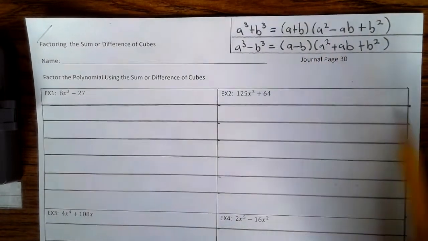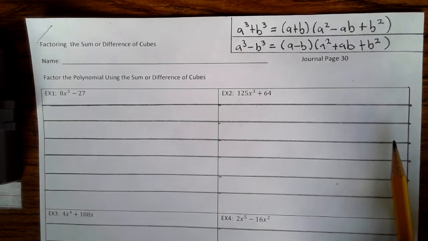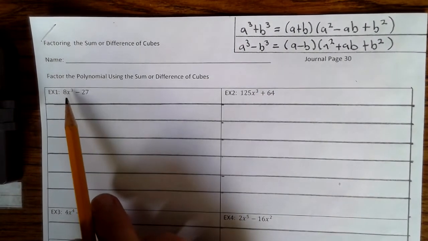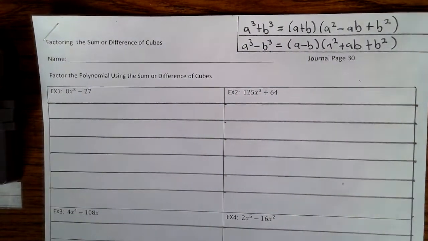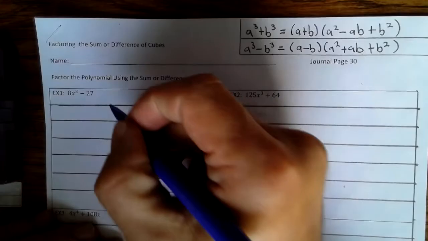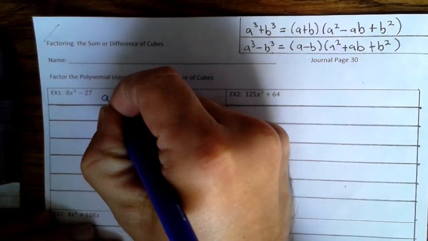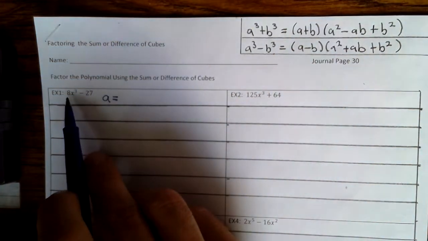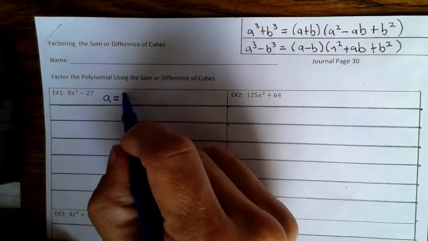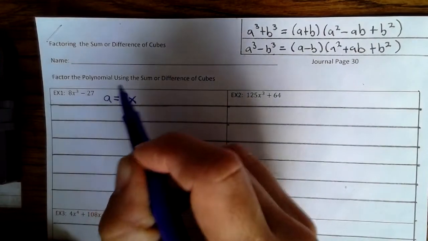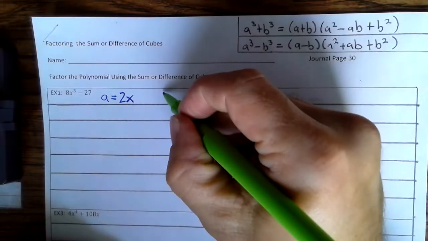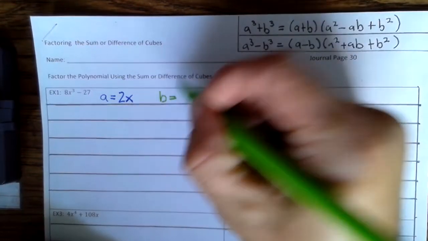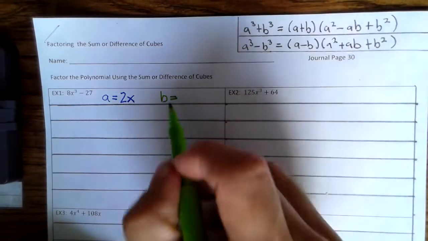Now here, you can see in example 1, we have a cubed minus b cubed. So what we need to do is identify a and b. So a equals, we have to figure out what cubed gives you 2x cubed. Well, the answer to that is 2x, okay? And then b is not negative. Notice b is right here, okay?